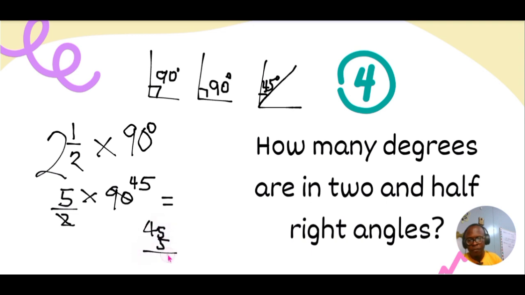So this is a 25 here. I keep 2 and 20, so 225 degrees. That's the total number of degrees in 2½ right angles.